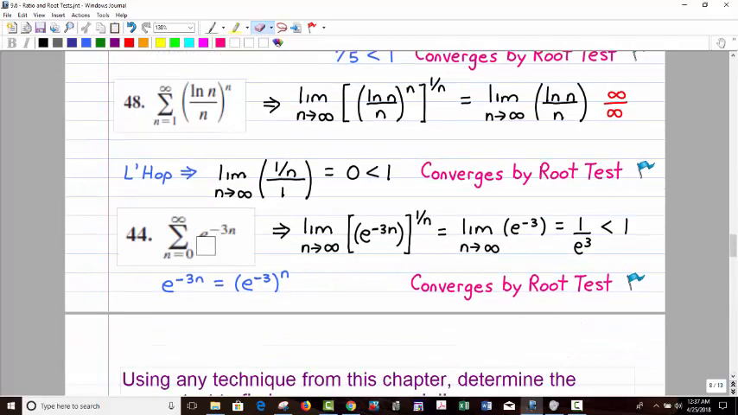Now this one's e to the negative 3n. So you take the 1 over n power, that still leaves you an e to the negative 3, which just kills the n but leaves a negative 3 there. That's fine.